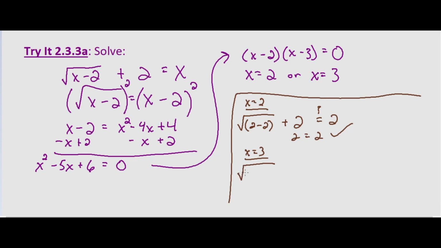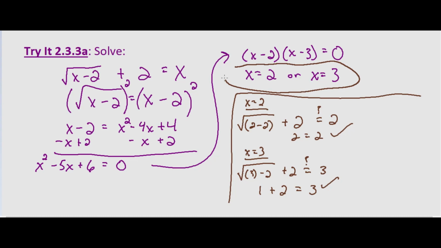Now what if x equals 3? Well, the square root of 3 minus 2 plus 2, we want to know, does that equal 3? Well, the square root of 3 minus 2, that's the square root of 1, which is 1, plus 2, which does indeed equal 3. So that solution checks as well. So the solutions to the square root of x minus 2 plus 2 equals x are x equals 2 or x equals 3.